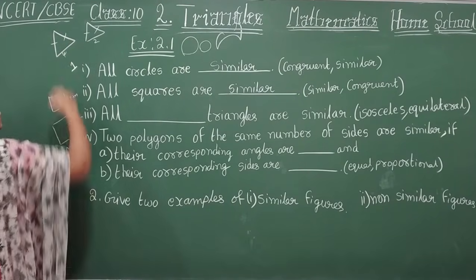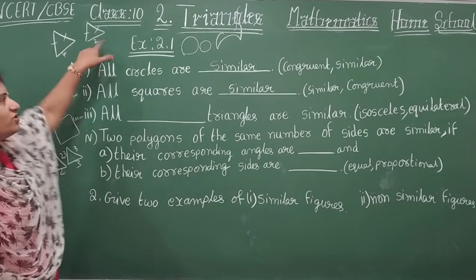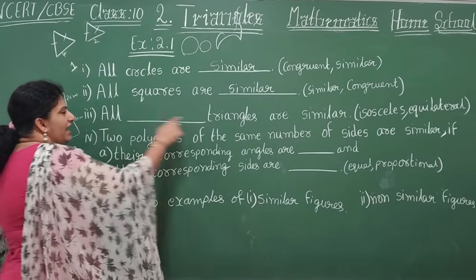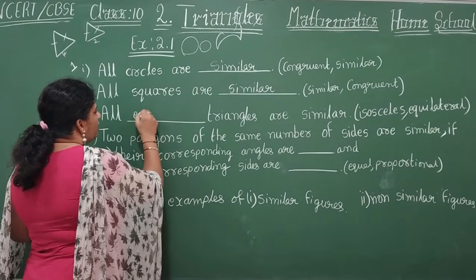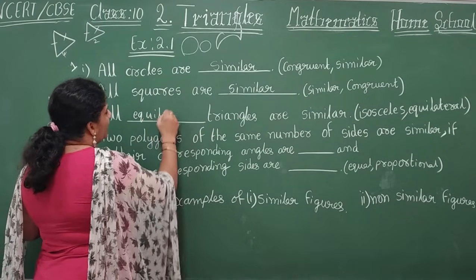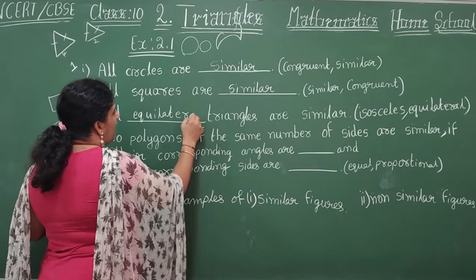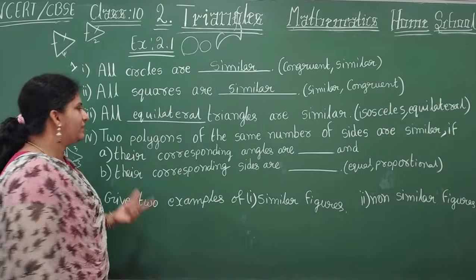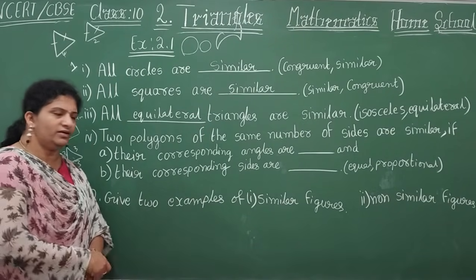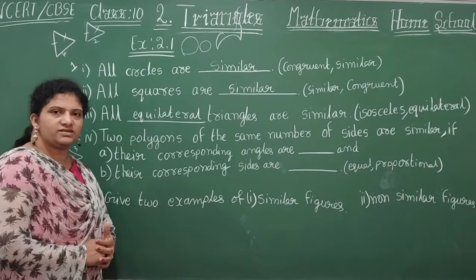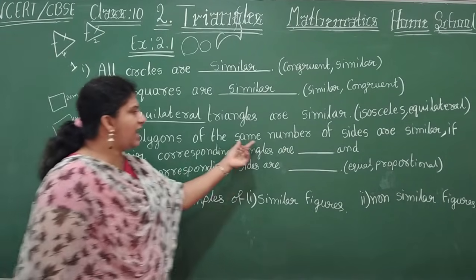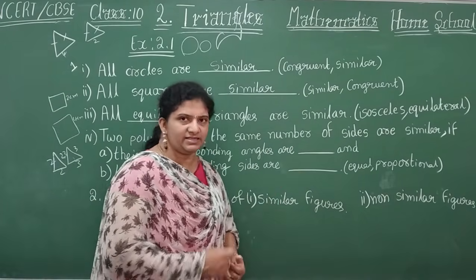This is 2, this is 4, if I say, then this ratio will be differing. Okay. So now all equilateral triangles are similar. Coming to your fourth bit, two polygons of the same number of sides are similar.